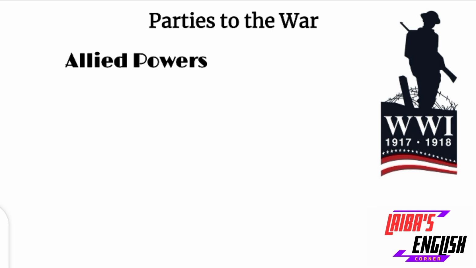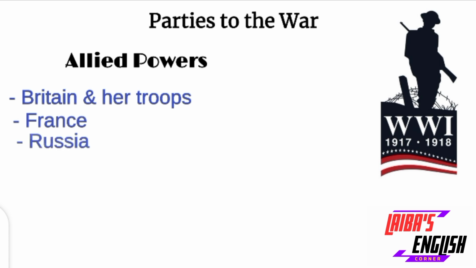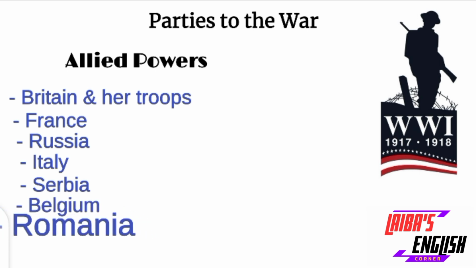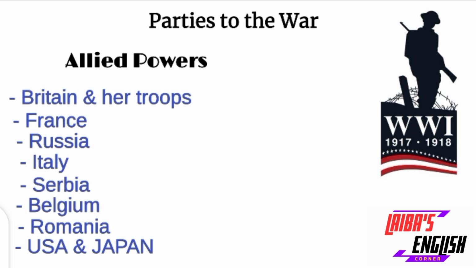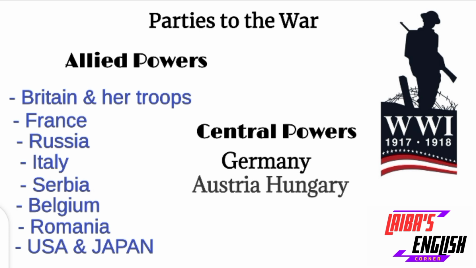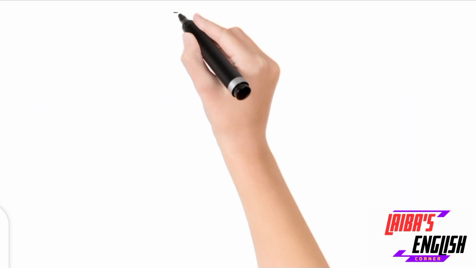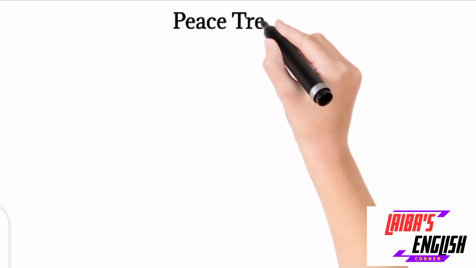Now, the parties to the war. There were two different groups. The first group is the Allied powers and the second group is the Central powers. Allied powers include Britain and her troops, which include troops from Australia, Canada, India, and New Zealand. Then France, Russia, Italy, Serbia, Belgium, Romania, USA, and Japan were included in the Allied powers group. The second group is the Central powers, which include Germany, the Austro-Hungarian Empire, Turkey, and Bulgaria. So there were two groups at war, Allied and Central.